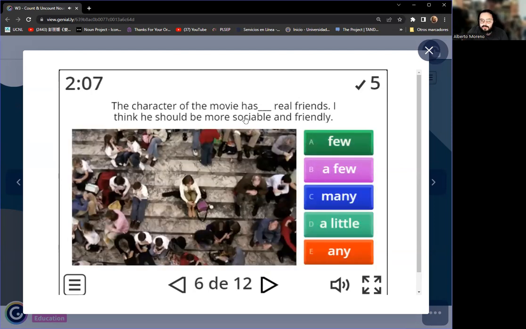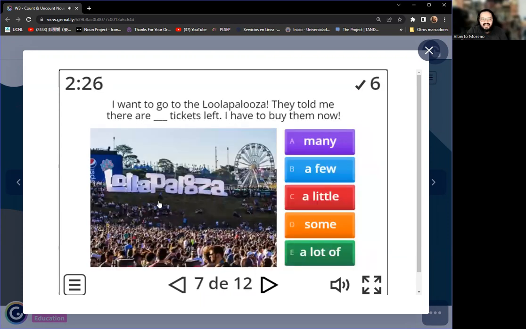The character of the movies has real friends. I think he should be more sociable and friendly. A few, few, or a little. Few. Very good. I want to go to Lollapalooza. They told me there are tickets left. I have to buy them now.